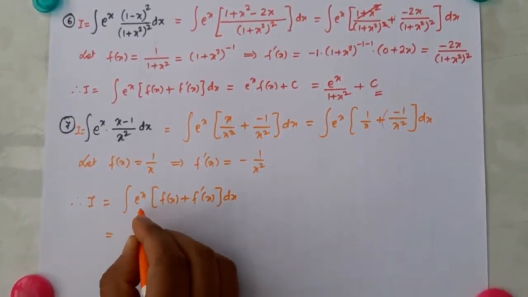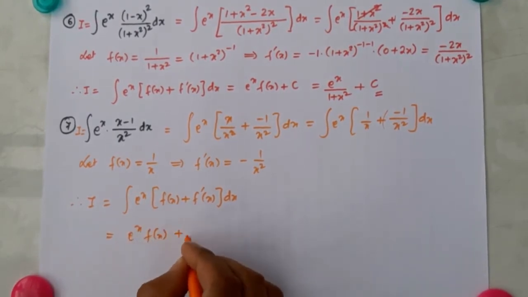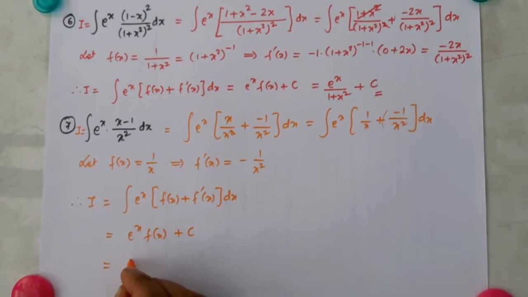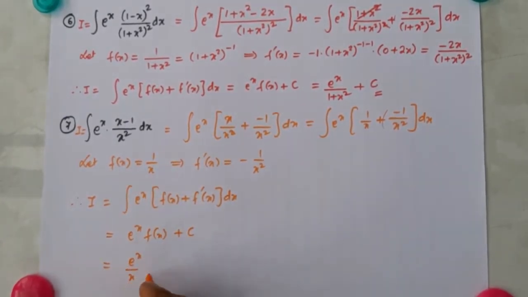Now as per the formula, this integral is equal to e to the power x f(x). Now put the constant of integration, so e to the power x, and what is f(x)? f(x) is 1 by x. So that's why your answer will be this much. You may pause the video and note it down.